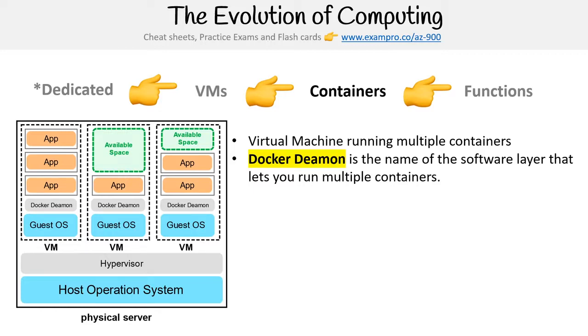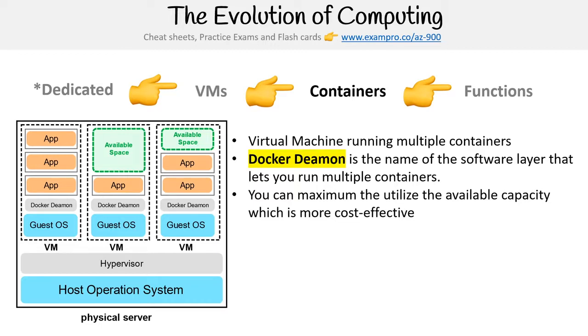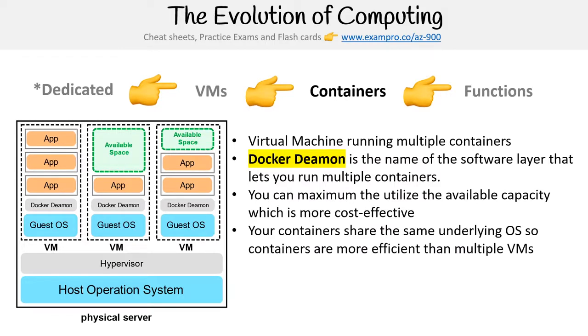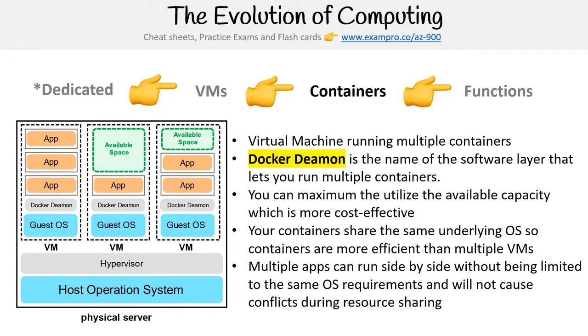That's going to let you run multiple containers, and you can maximize the utility of the available capacity. So this is extremely more cost effective, right? That available space is always there for you to launch more servers within, or you can expand the usage for your app to take up that available space. Your containers share the same underlying OS, so the containers are more efficient than multiple VMs. But the great thing is that you can have different OSs. The idea is that each container can technically be running a different OS, and so now you have a lot more flexibility. It doesn't seem like you could improve upon this further, but we will when we move over to functions.